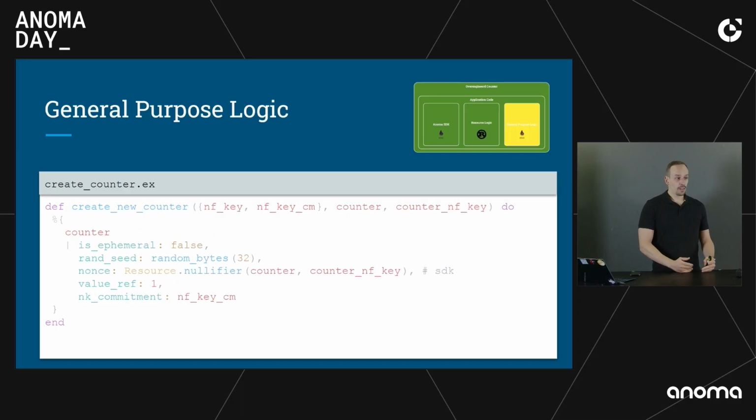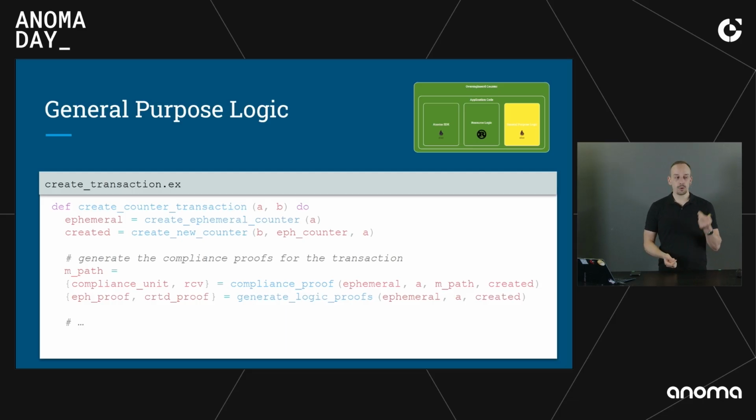If we have our ephemeral counter, we now need to create the counter we actually want with value 1. So we pass in the ephemeral counter we just created, and we switch ephemeral to false, a new random seed, and the nonce is based on the nullifier key of the ephemeral resource. This is actually kind of technical details, and we put the value to 1, because we can only create new counters with value 1.